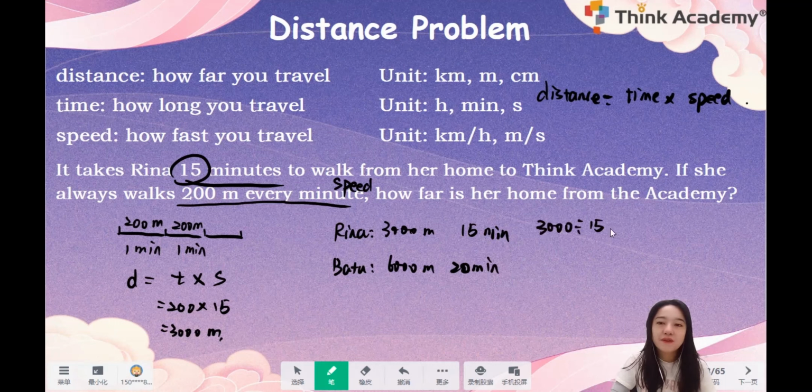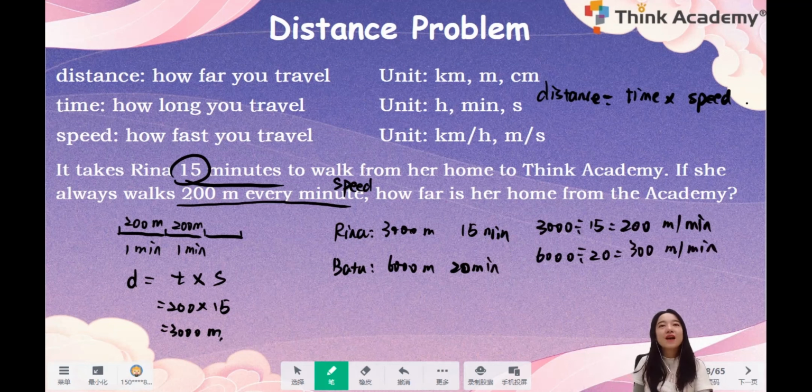3,000 divided by 15 equals 200 meters per minute. This is how far I can travel in 1 minute. And for Batu, that is 6,000 meters divided by 20 minutes. We can get 300 meters per minute. Now, if the time is the same, we just need to compare the distance. So we give it a new name, which is called the speed.